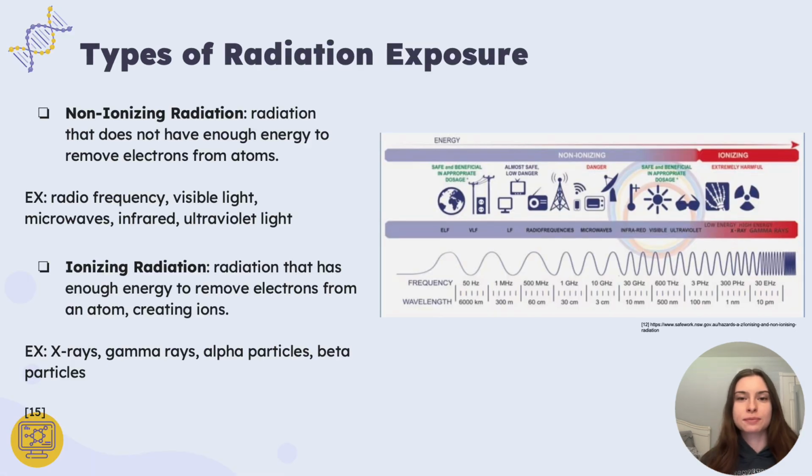Starting off with types of radiation exposure, we have two types. Non-ionizing radiation is radiation that does not have enough energy to remove electrons from an atom. Examples of this include radio frequency, visible light, microwaves, infrared radiation, and ultraviolet light. And then ionizing radiation is radiation that has enough energy to remove electrons from an atom, creating ions. Examples of this include X-rays, gamma rays, alpha particles, and beta particles.